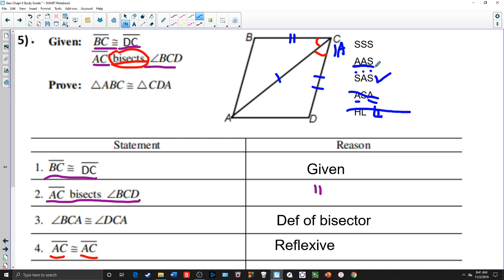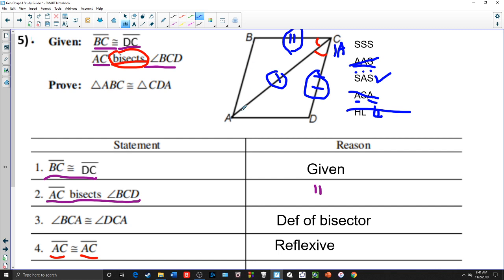Angle, angle, side requires 2 angles again. I only have 1 angle pair, so that one's out because I need 2 angle pairs for that one. Side, side, side requires all 3 sides matching. Well, I have 1 side matching. I have 2 sides matching. Again, this is talking about pairs. When I say a side, I'm talking about a side pair. So excuse my language. And then I need the 3rd side pair, which I don't have.